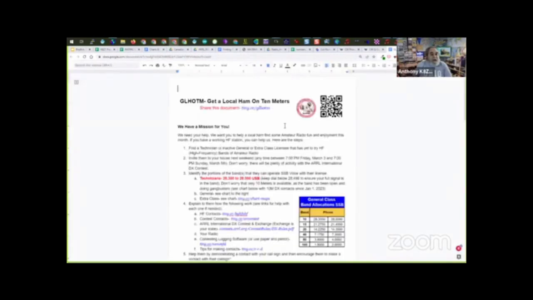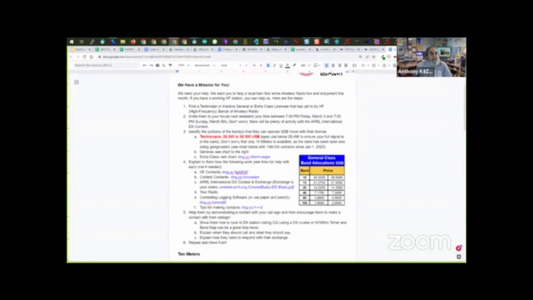Just before I ask questions, I put out a document on Facebook and on some mailing lists and on Twitter this week called Get a Local Ham on 10 Meters. And basically what I'm suggesting is you invite a ham to your shack who's never been on HF and give them a chance to operate this coming weekend during the ARRL phone contest. There'll be a lot of stations on during that contest, and it's a great opportunity.